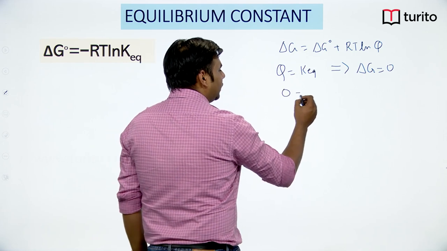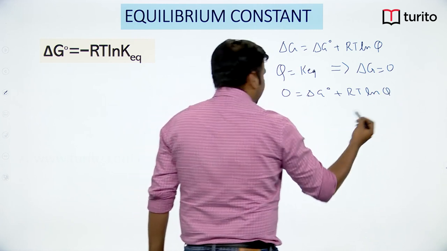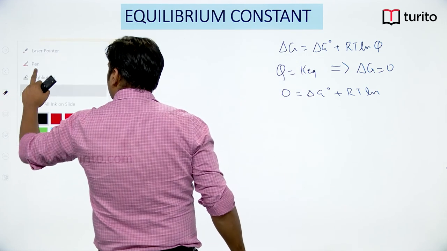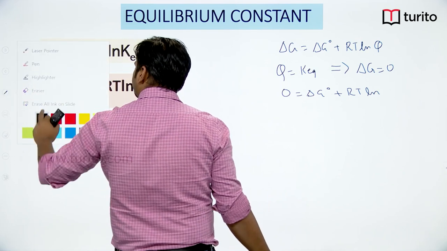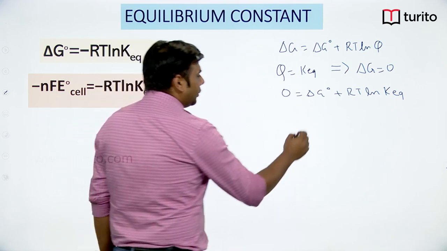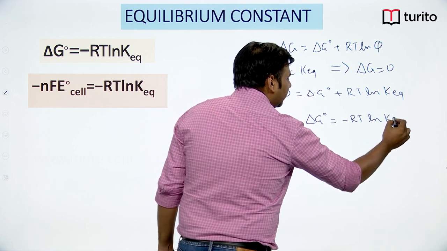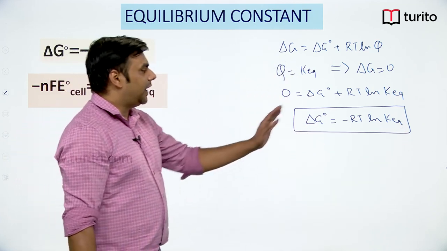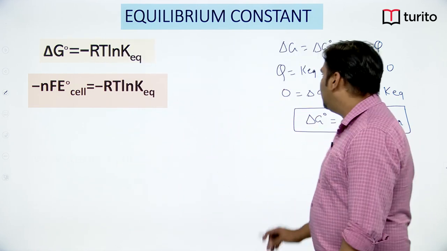So, we will write this as 0 equal to delta G naught plus RT ln Q, where this Q is now replaced by the equilibrium constant because we are talking about equilibrium. So, delta G naught in this case would be minus RT ln equilibrium constant. Hope this is clear to you. So, delta G naught is minus RT ln equilibrium constant.